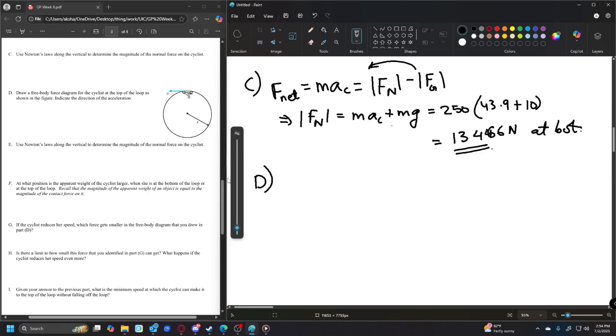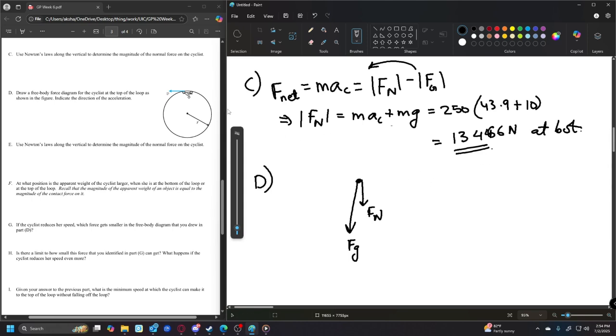Part D. Now that the cyclist is at the top here, it's asking us to draw another free body diagram. So at the top, Fg still acts downwards, and centripetal acceleration now is still pointing towards the center, but the center is down. So your normal force is also pointing down. As you can see, it makes contact with the surface at the top here, so N is going down as well.